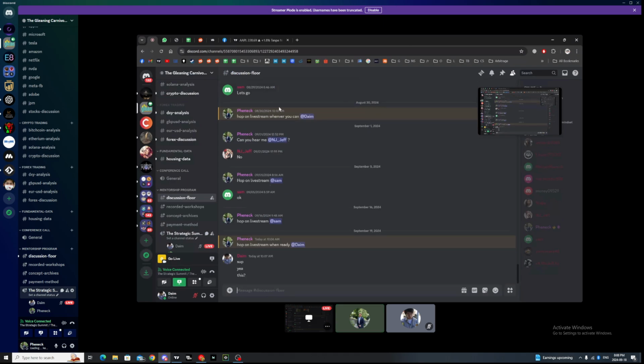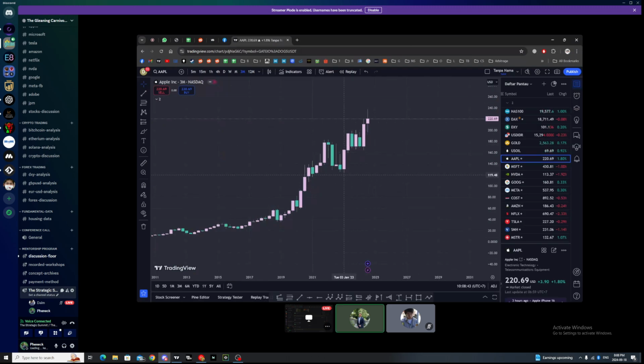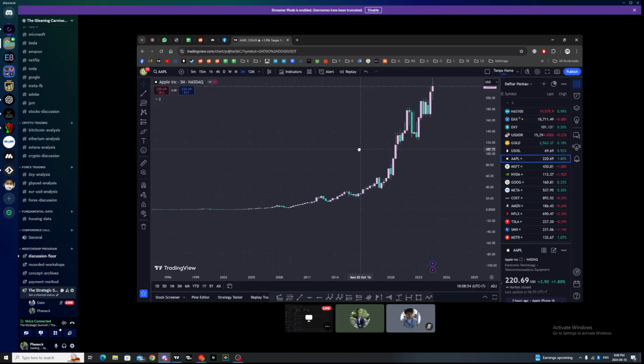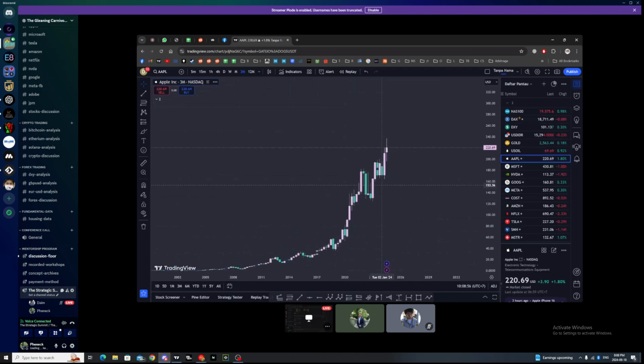Apple. All right, let's start with Apple. So let's rewind the price action on Apple down to the October 2023 lows.